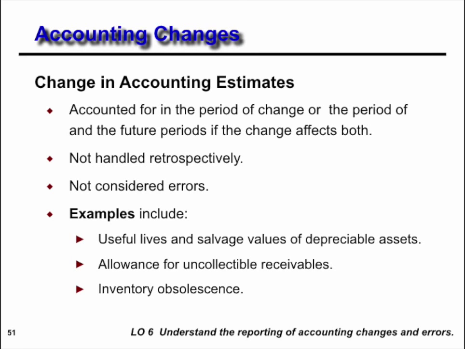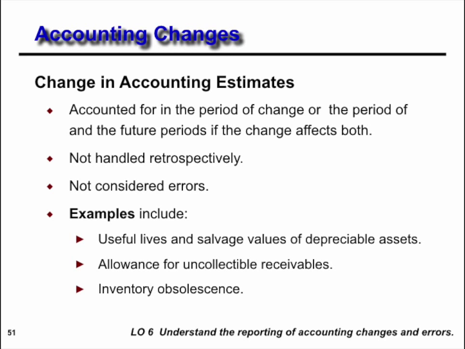The prospective treatment reduces comparability because results reported in the years before the change are based on different estimates than the years after the change. If a change in accounting estimate cannot be distinguished from a change in accounting principle, for example, a change in the depreciation method, it is considered a change in estimate affected by a change in accounting principle and is accounted for prospectively.